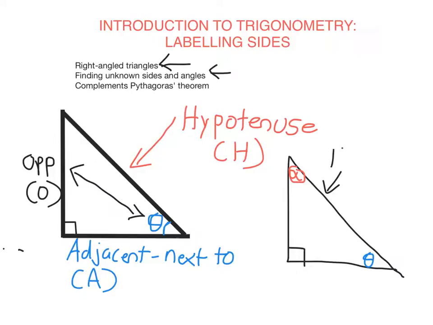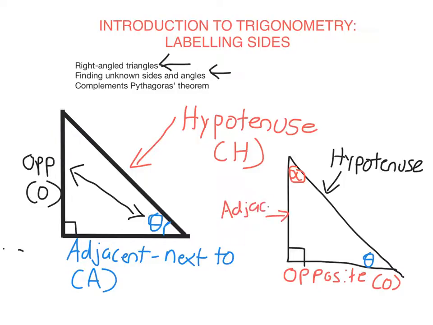The hypotenuse still stays. So the hypotenuse is always the longest side, always opposite the right angle. But in reference to angle alpha, this side down here is now the opposite. It is opposite angle alpha. And this side here is now the adjacent because it is next to angle alpha. So how you label the sides depends on which of the acute angles that you are talking about. So the hypotenuse is the same in every right angle triangle, always opposite the right angle, always the longest side.